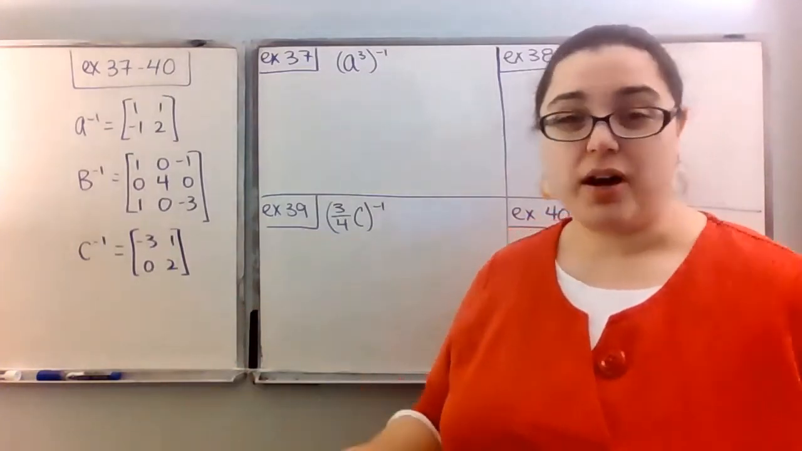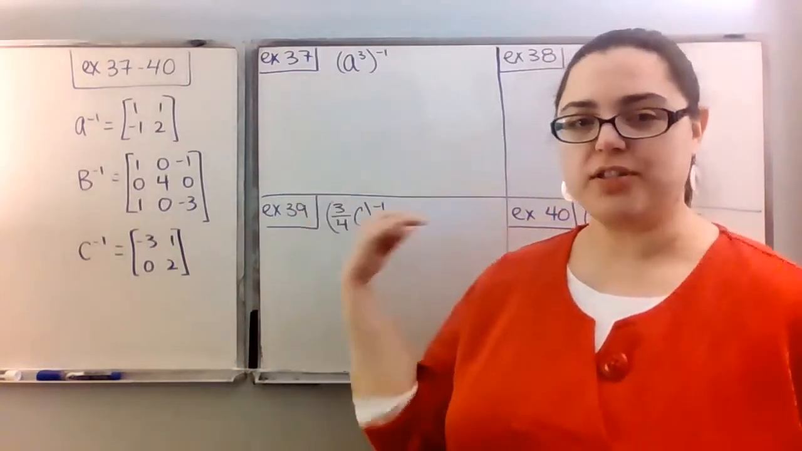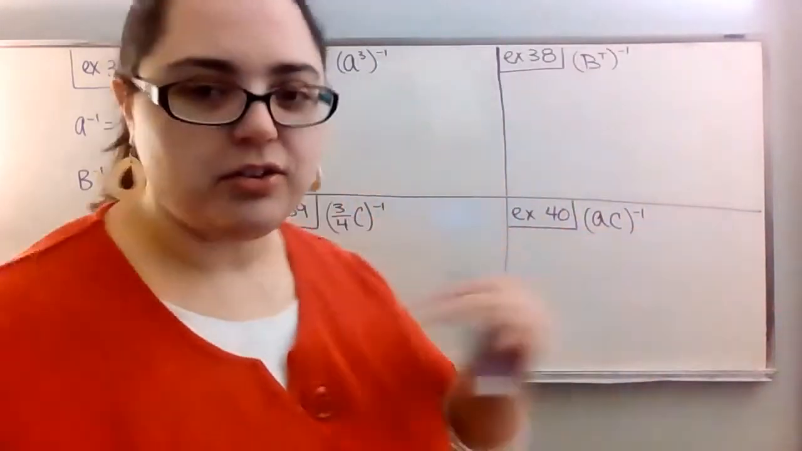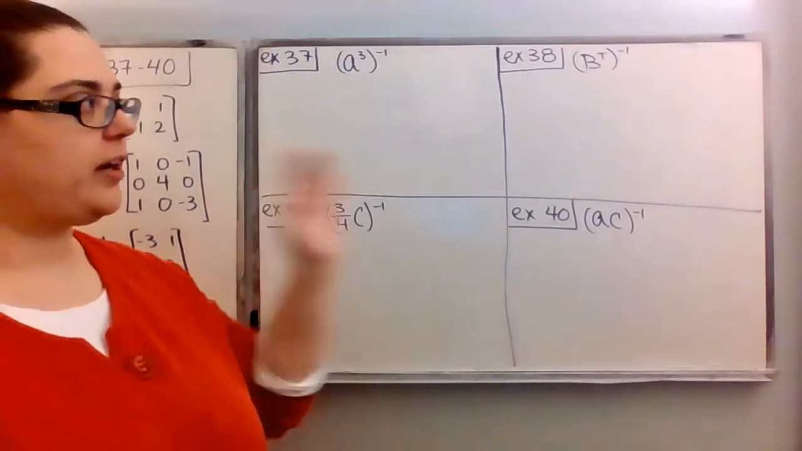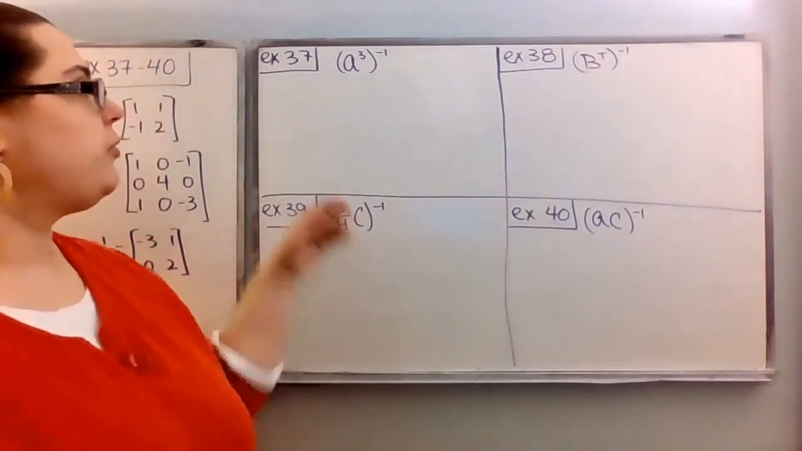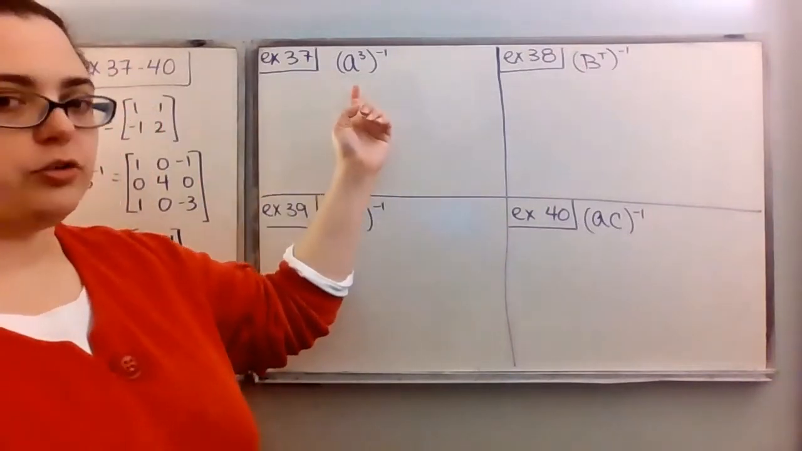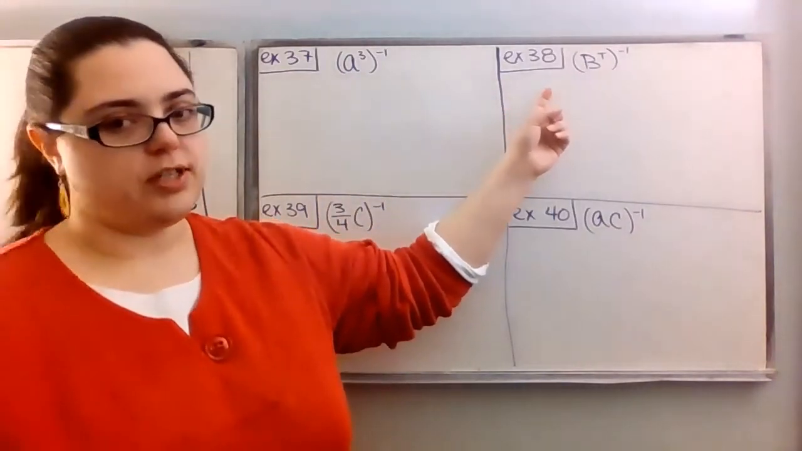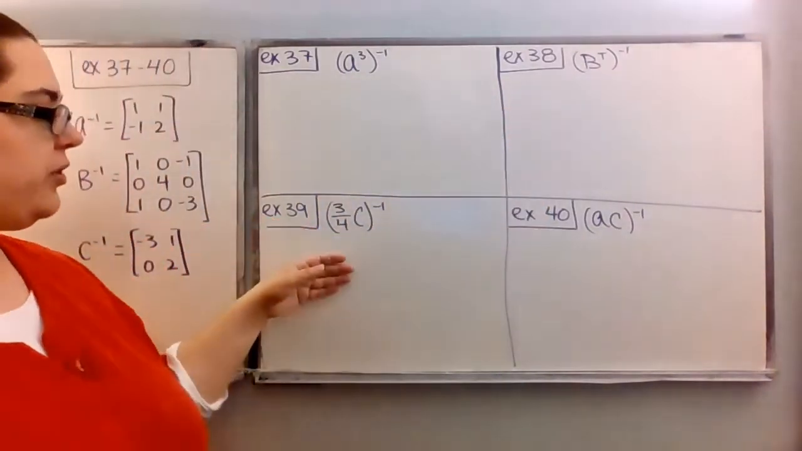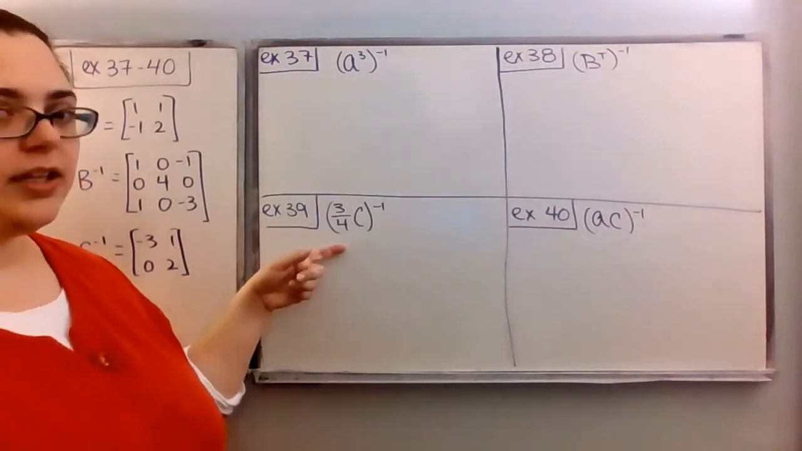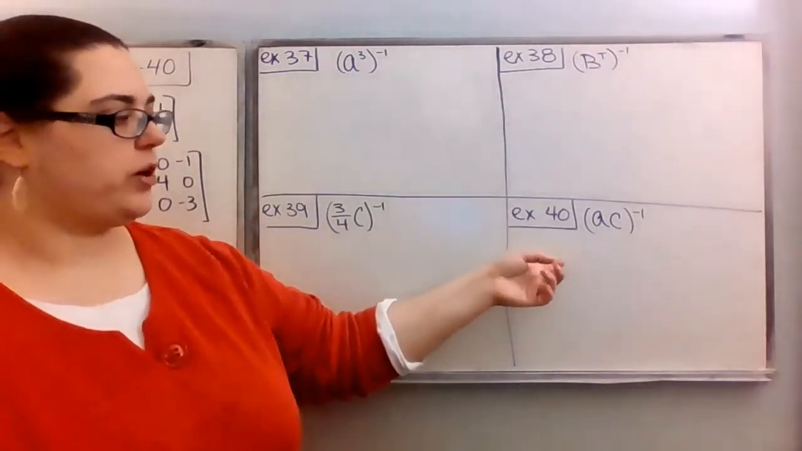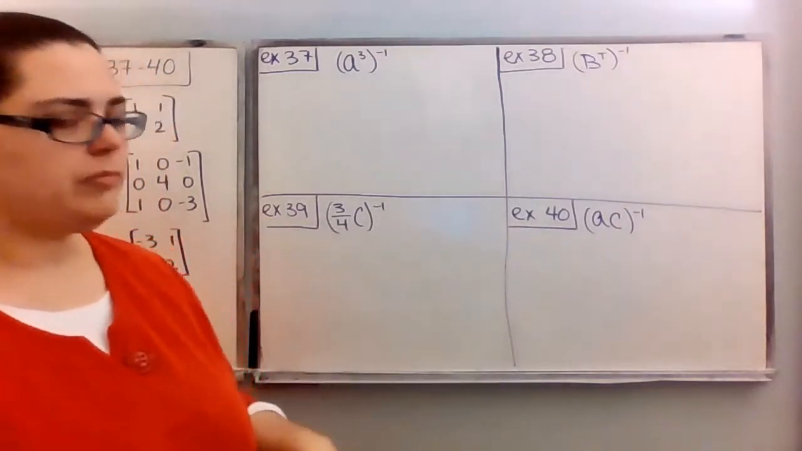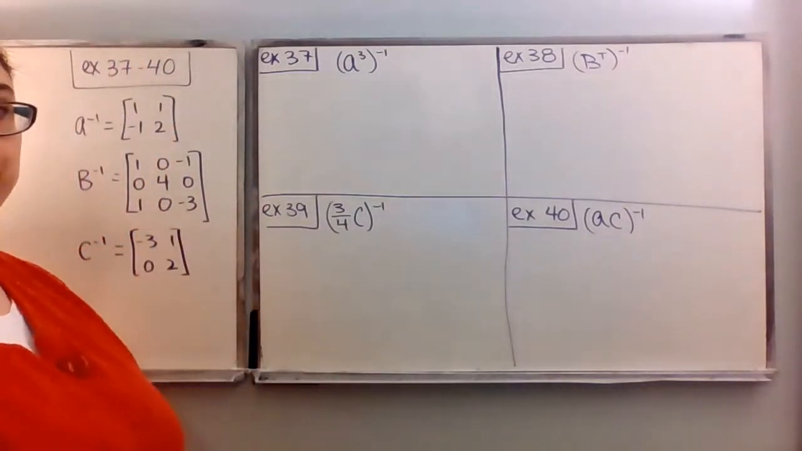So if you wanted to pause this video here and work out these 4 examples, see if you can apply those properties on your own, that would be fabulous. And then you can come back and check in. And then I'll kind of work through them. So example 37, we have A cubed inverse. Example 38 is B transpose inverse. Example 39 is 3/4 of C inverse. And example 40 is the product AC and then its inverse using these matrices over here.